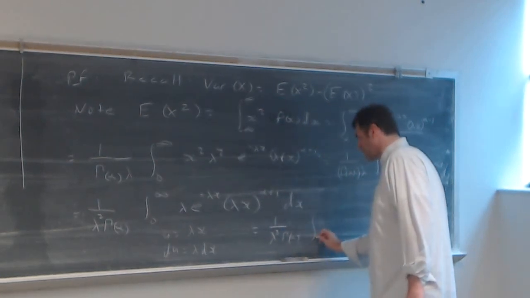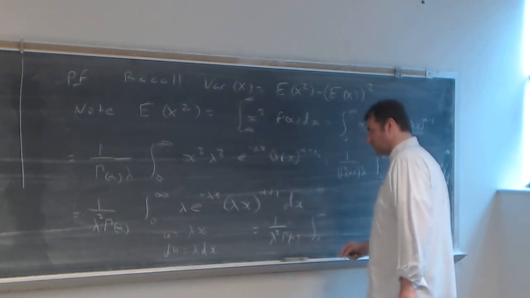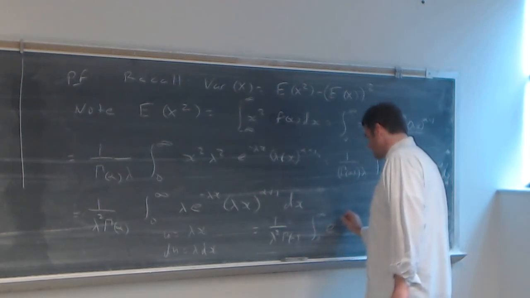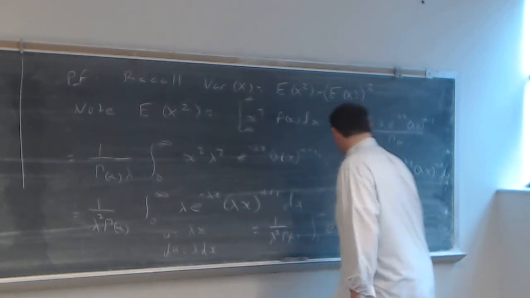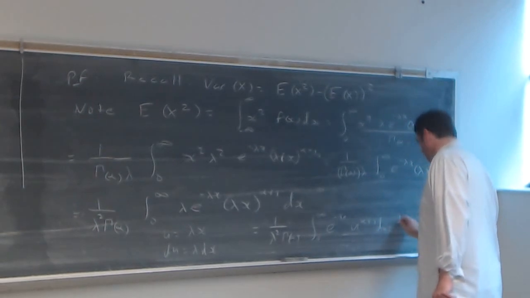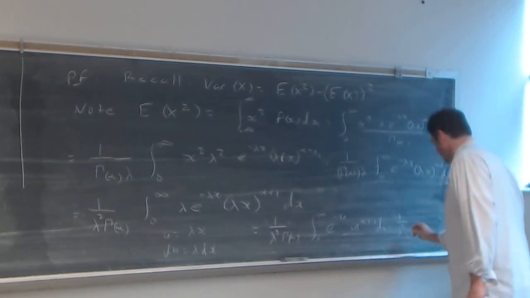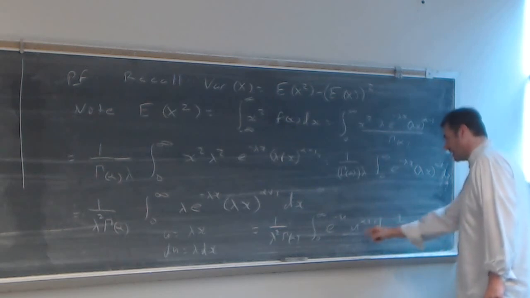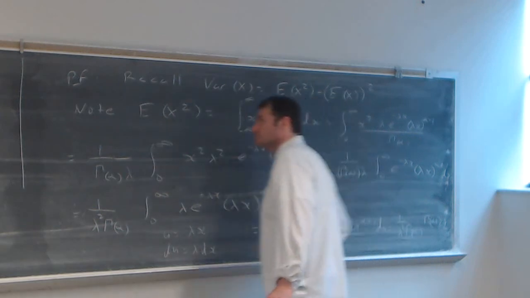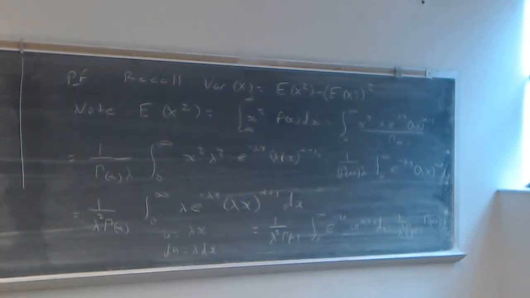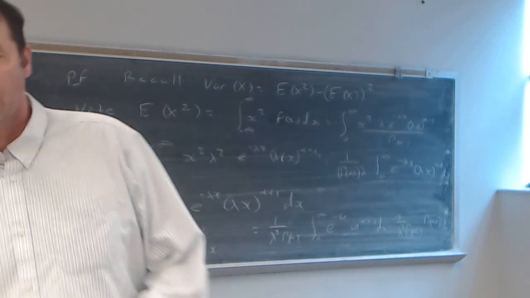Here, this is the integral from 0 to infinity. Now, this is in terms of u. This is e to the minus u. This is u to the alpha plus 1. And this lambda dx is du. That's equal to 1 over lambda squared gamma of alpha, and here, this is gamma of alpha plus 2. We're about finished.